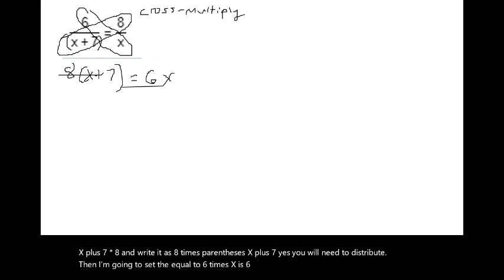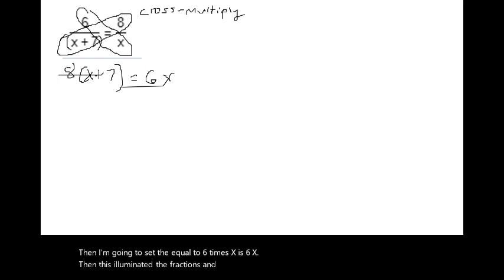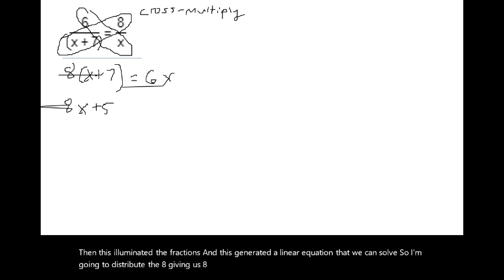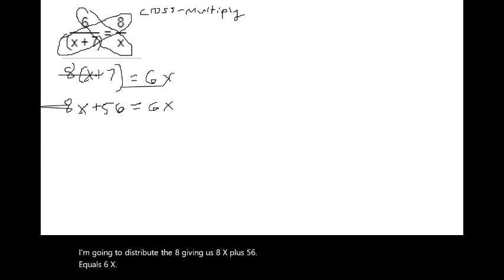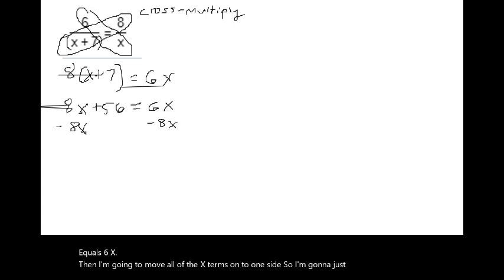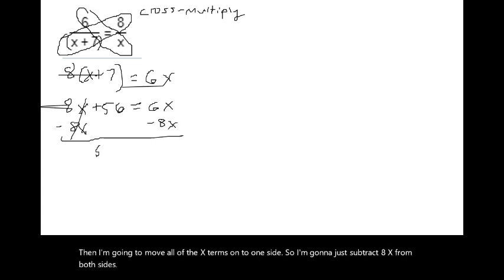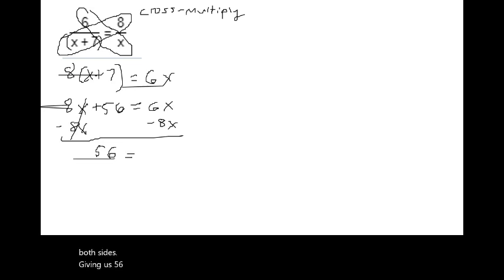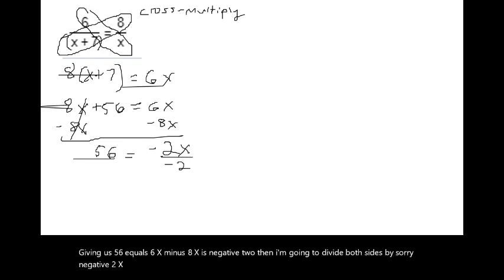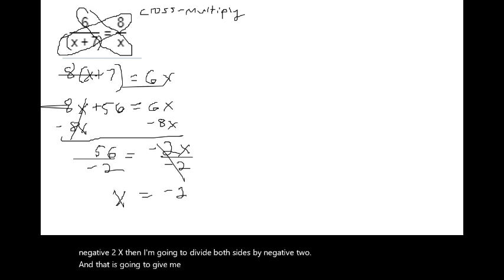Then this eliminated the fractions, and this generated a linear equation that we can solve. So I'm going to distribute the 8, giving us 8x plus 56 equals 6x. Then I'm going to move all of the x terms onto one side. So I'm going to subtract 8x from both sides, giving us 56 equals 6x minus 8x, which is negative 2x. Then I'm going to divide both sides by negative 2. And that is going to give me x equals negative 28.